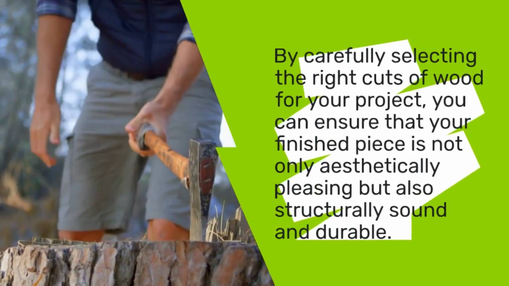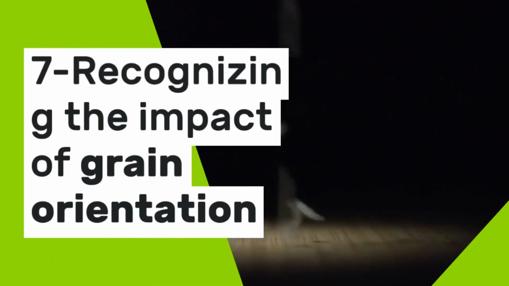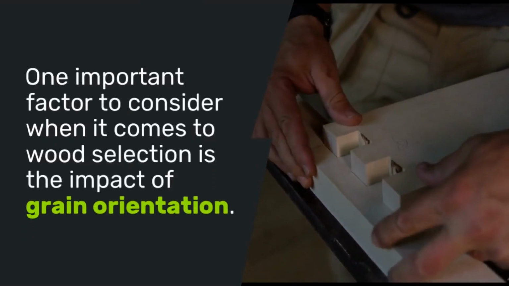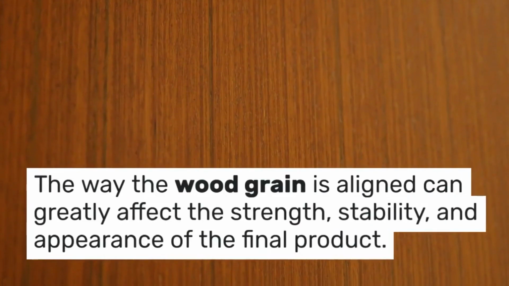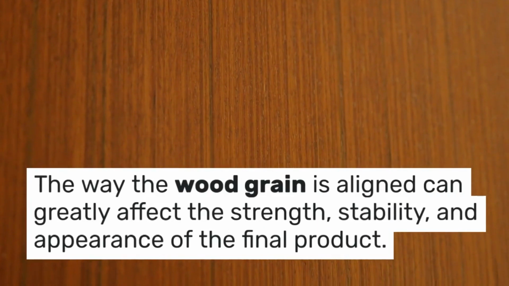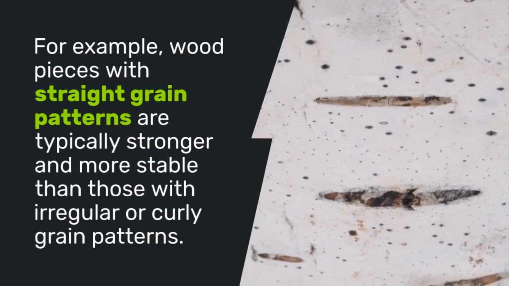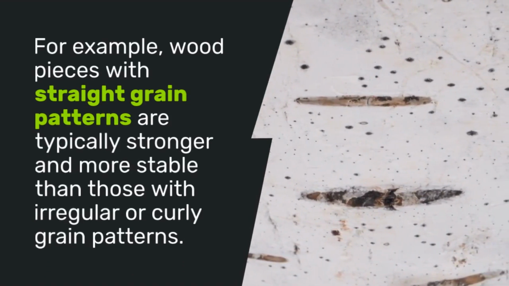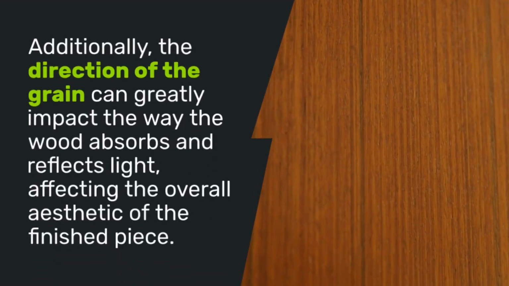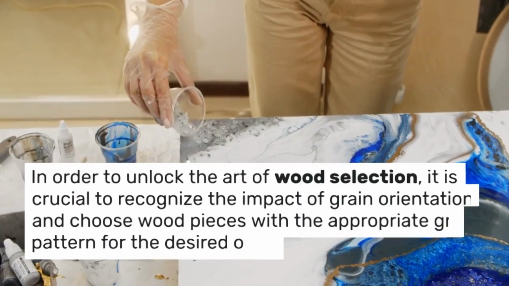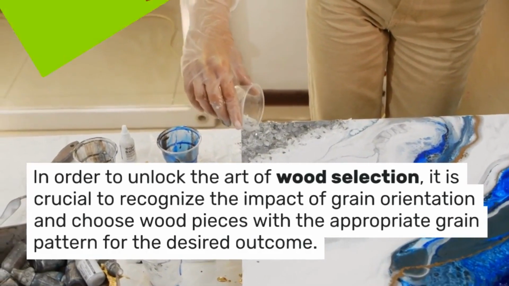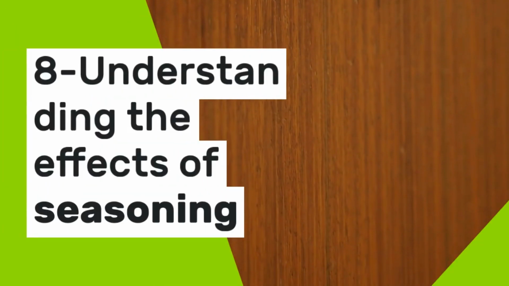7. Recognizing the impact of grain orientation. One important factor to consider when it comes to wood selection is the impact of grain orientation. The way the wood grain is aligned can greatly affect the strength, stability, and appearance of the final product. For example, wood pieces with straight grain patterns are typically stronger and more stable than those with irregular or curly grain patterns. Additionally, the direction of the grain can greatly impact the way the wood absorbs and reflects light, affecting the overall aesthetic of the finished piece. In order to unlock the art of wood selection, it is crucial to recognize the impact of grain orientation and choose wood pieces with the appropriate grain pattern for the desired outcome.